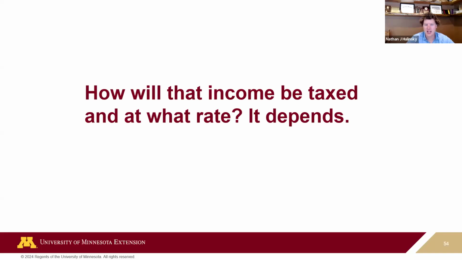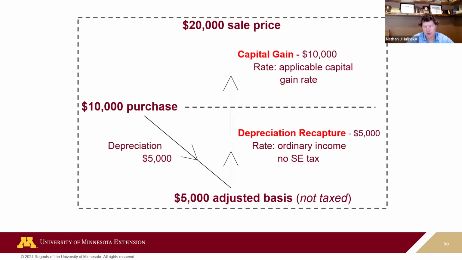So how is this going to be taxed, or how is the income going to be taxed? It depends. We have this somewhat cute diagram that hopefully makes sense. We're going to say that we bought a small tractor, a little lawn tractor, whatever it is. We spent $10,000 on it a few years ago and have used it. We have taken $5,000 worth of depreciation on this piece of equipment, so $5,000 is our adjusted basis in this piece of machinery.